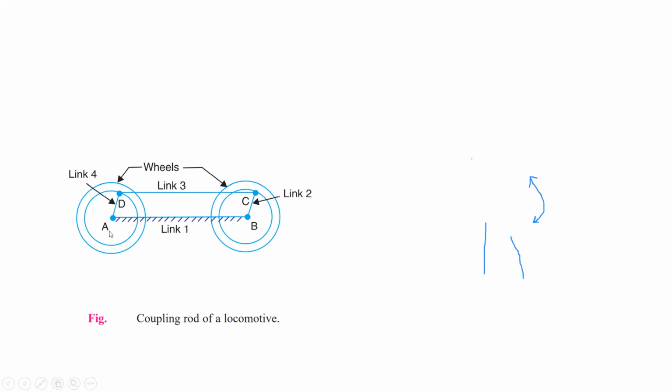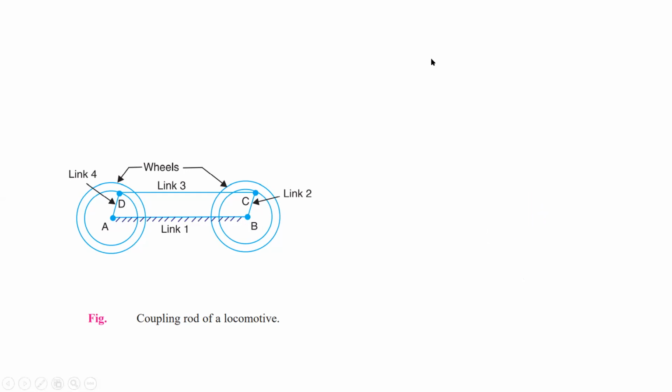Okay, there are other configurations also possible when you take the different lengths. So like you provide different length to AD and different length to link BC. Then also it is possible that they both will make a complete revolution. So if in a 4-bar mechanism, two links are making complete rotation, then we will say that it is a double crank mechanism. There is double crank.